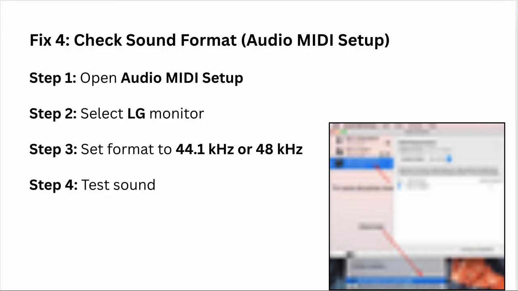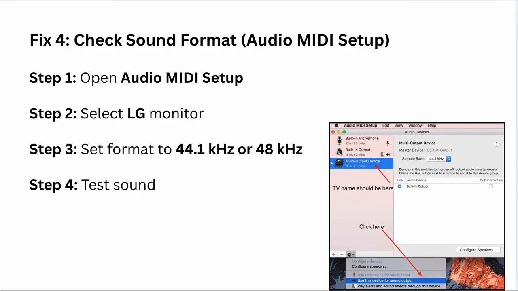Now we move to our final fix. Check sound format, means Audio MIDI Setup. So firstly open your Audio MIDI Setup. Select LG monitor. Now set format to 44.1 kHz, means kilohertz, or 48 kilohertz, and then test the sound.